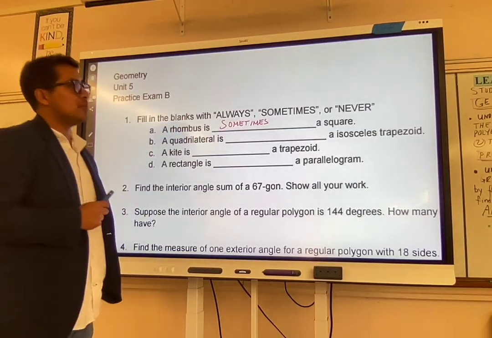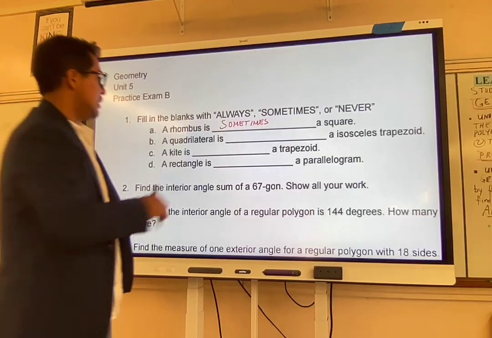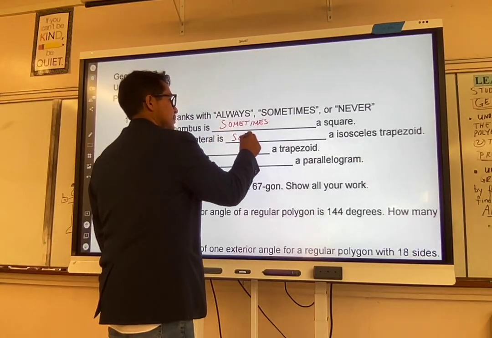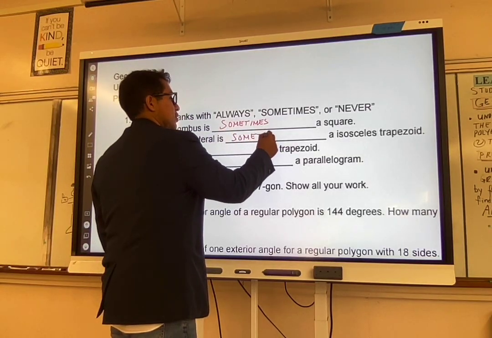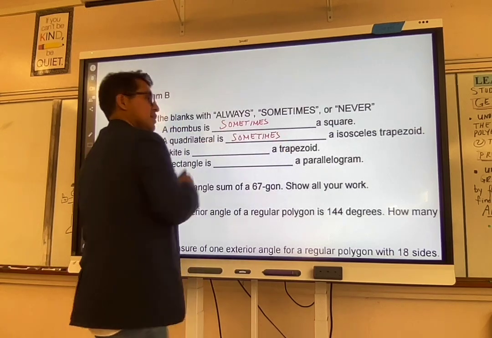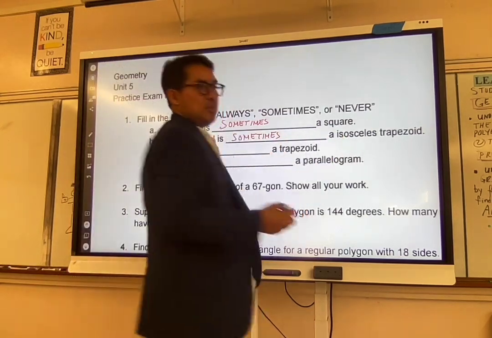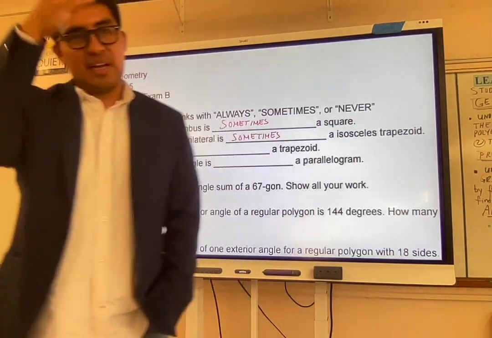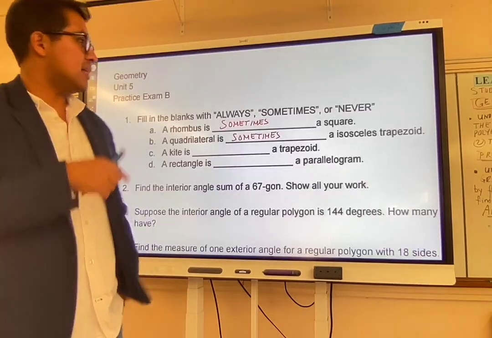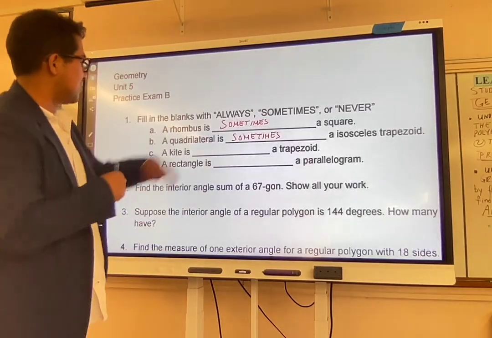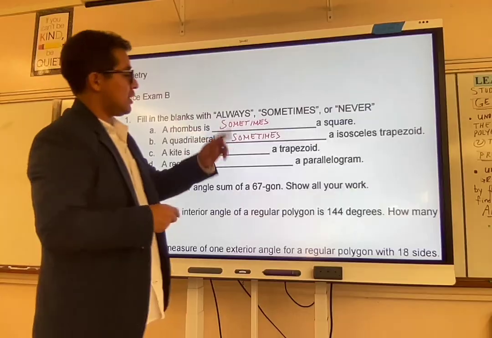A quadrilateral is blank an isosceles trapezoid. The right word here again would be sometimes. Remember, quadrilateral, all that means is that it has four sides. But for it to be an isosceles trapezoid, well, it's got to be a trapezoid. It's got to have top and bottom parallel sides, and it's got to have equal sides. So it's sometimes that.